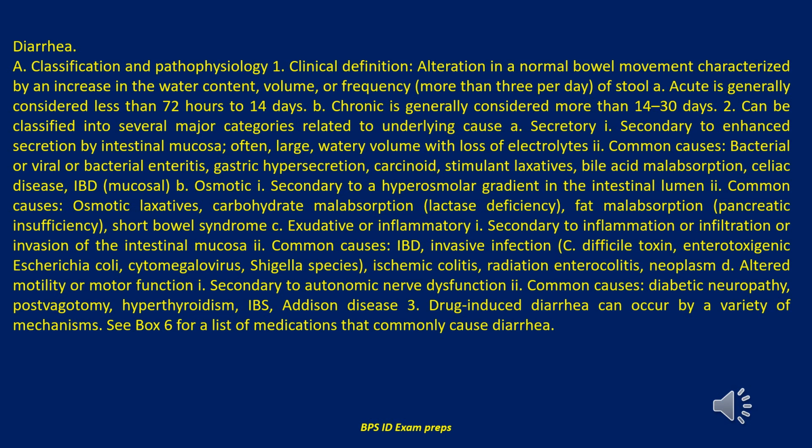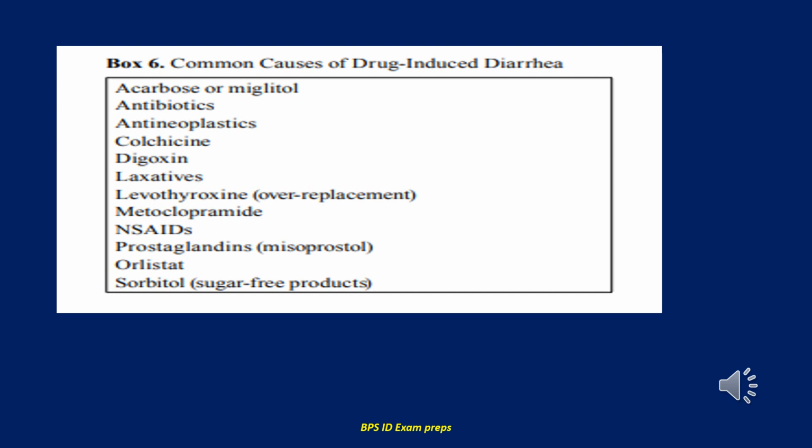D. Altered motility or motor function-based diarrhea. 1. Secondary to autonomic nerve dysfunction. 2. Common causes include diabetic neuropathy, postvagotomy, hyperthyroidism, IBS, and Addison disease. 3. Drug-induced diarrhea can occur by a variety of mechanisms. See Box 6 for a list of medications that commonly cause diarrhea. Pause the video and carefully scrutinize Box 6 summarizing common causes of drug-induced diarrhea.